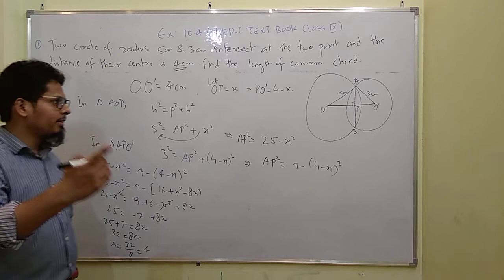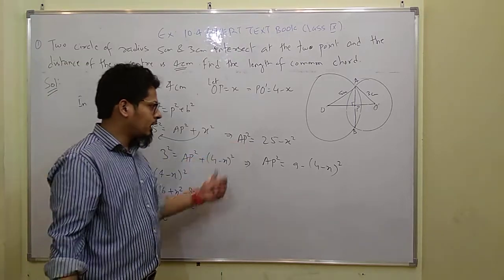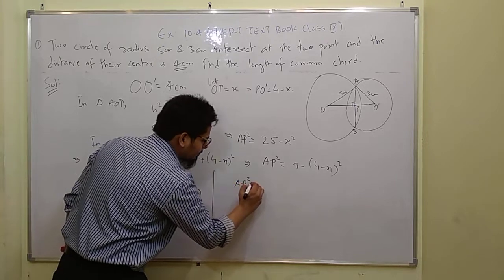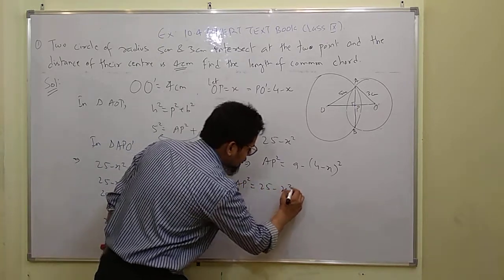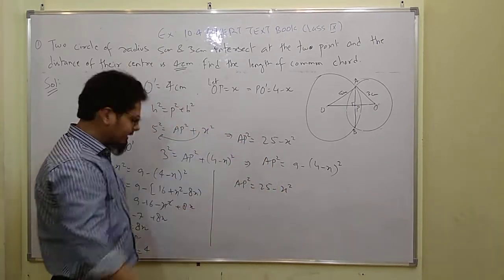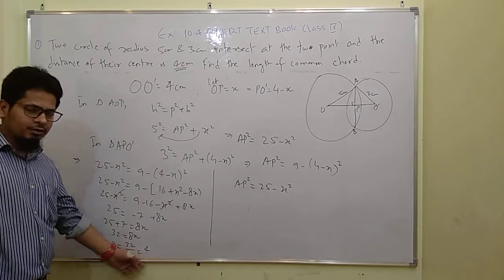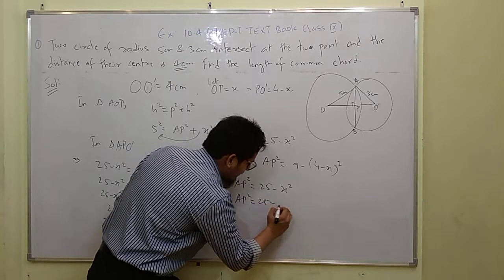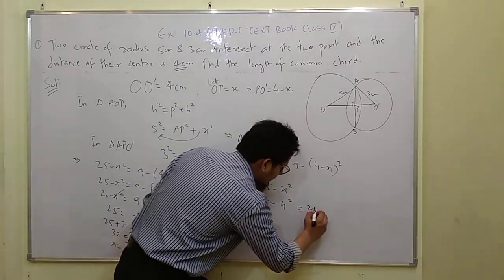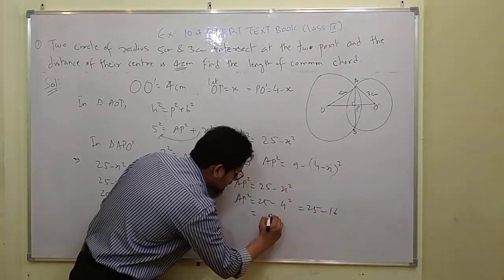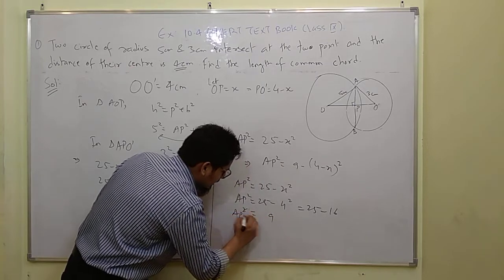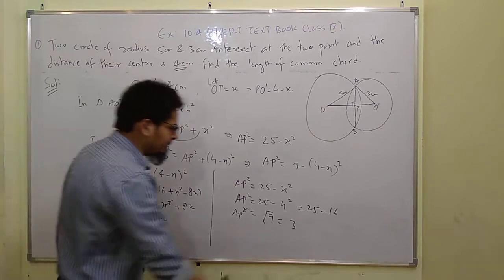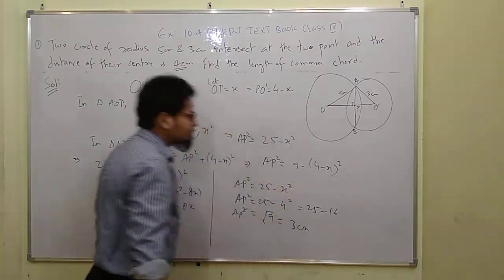What do we have to find? We have to find AP. So after this I put it here. As we have AP square is equal to 25 minus x square, this is written here, I have written it, right? We have found the value of x. It is 4. So AP square is 25 minus 4 square, 25 minus 16, it is 9. Take the root of AP square, it is 3, okay. The value of AP is 3 centimeter.